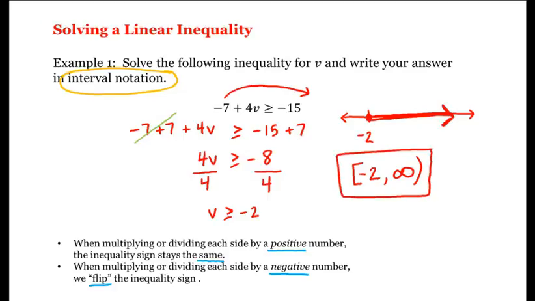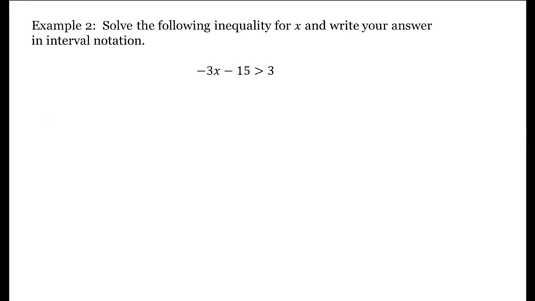All right, let's see another example. Let's solve the following inequality for x and write our answer in interval notation. Again, we'll begin by getting this number -15 to the right, or adding 15 to both sides. So we have -3x minus 15 plus 15 is greater than 3 plus 15. And -15 plus 15 is 0. They'll cancel. And we're left with -3x is greater than 18.